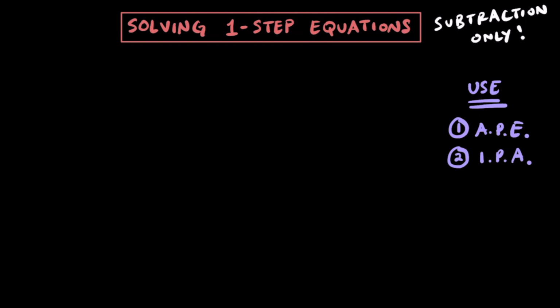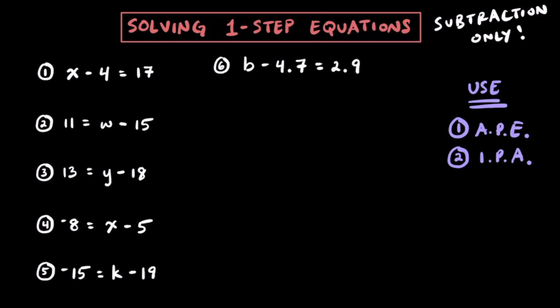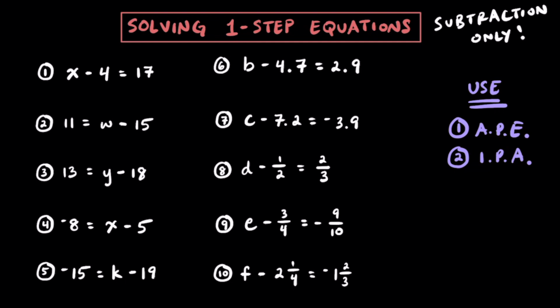each of these equations. Let me just show you real quick the types of equations that we're going to be solving. We'll try a couple that look like this, then a couple that look like this, a couple that look like that, then a couple like these, and we'll finish up with a couple of those. Notice how all 10 of these equations have subtraction as their operation.